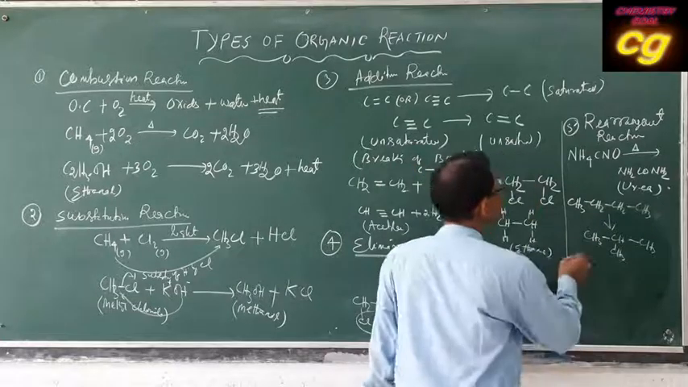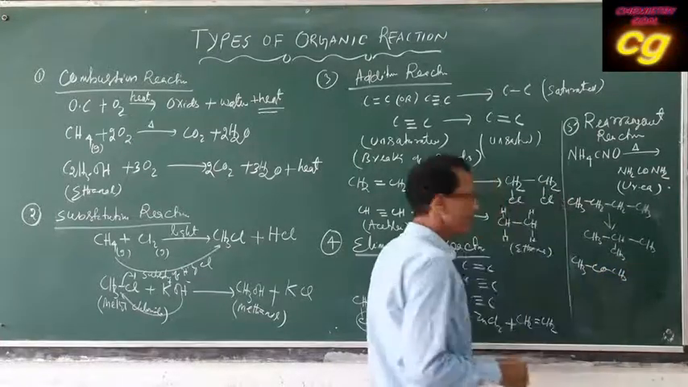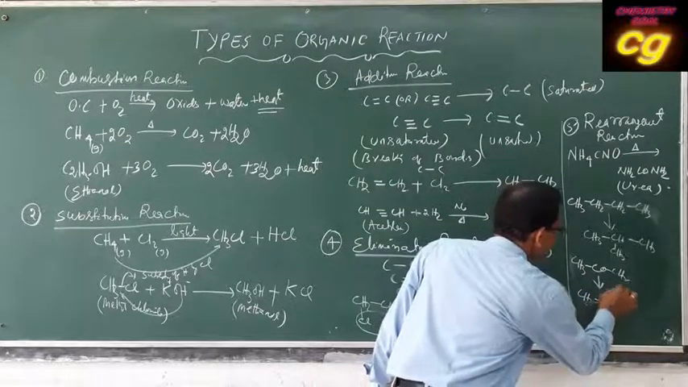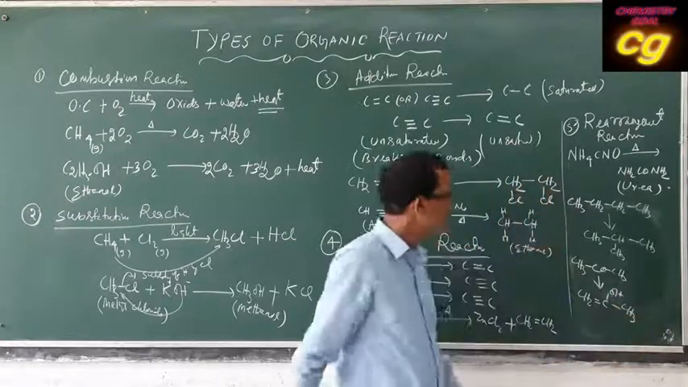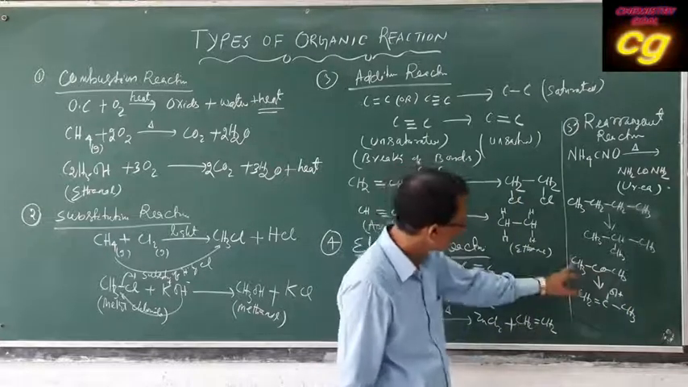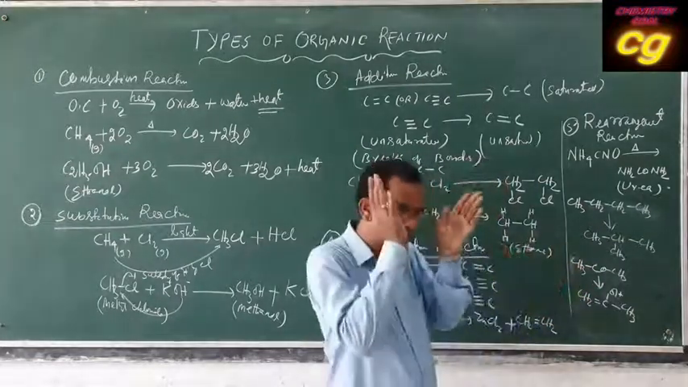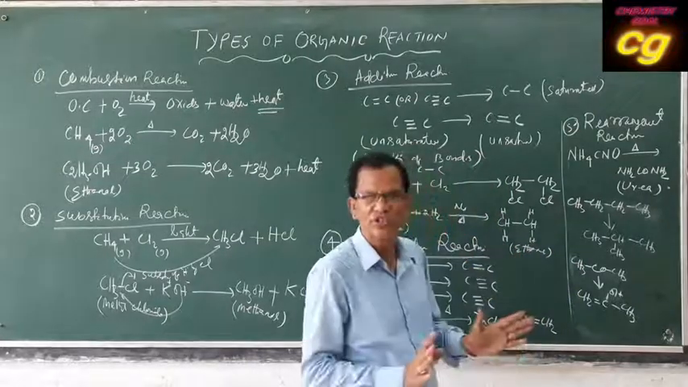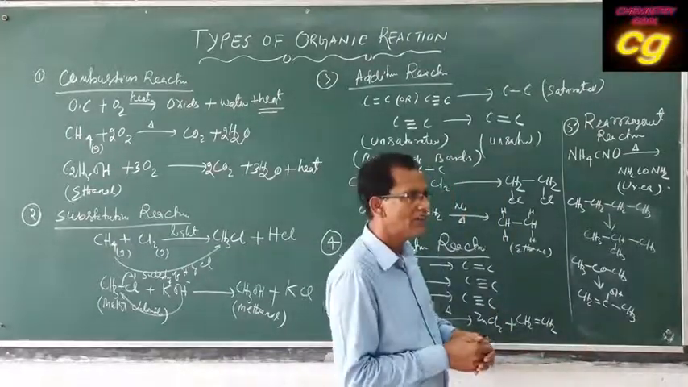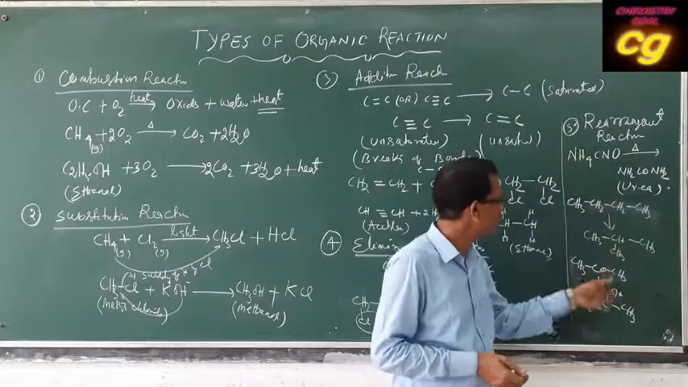Another example you can take: CH3COCH3 is a compound. I can write it this way: CH2=C(OH)CH3. You see the difference. Here 3 carbons, here also 3 carbons. Here 1 oxygen, here 1 oxygen. Here carbon-carbon is a single bond, here carbon-carbon is a double bond. The atoms and groups are the same, there is no change in them. Only the structures are different, due to rearrangement of atoms and groups in the molecule. That's why it is called a rearrangement reaction.